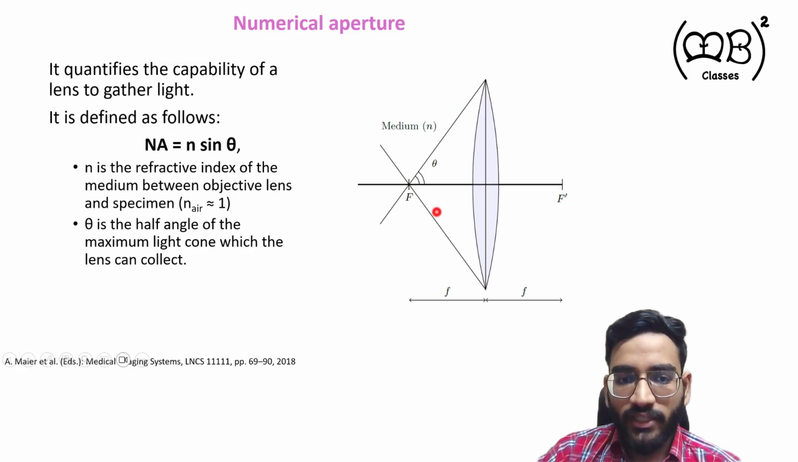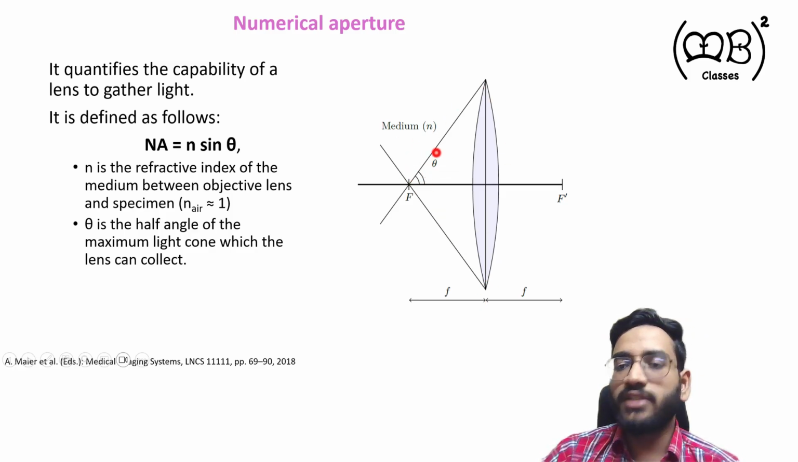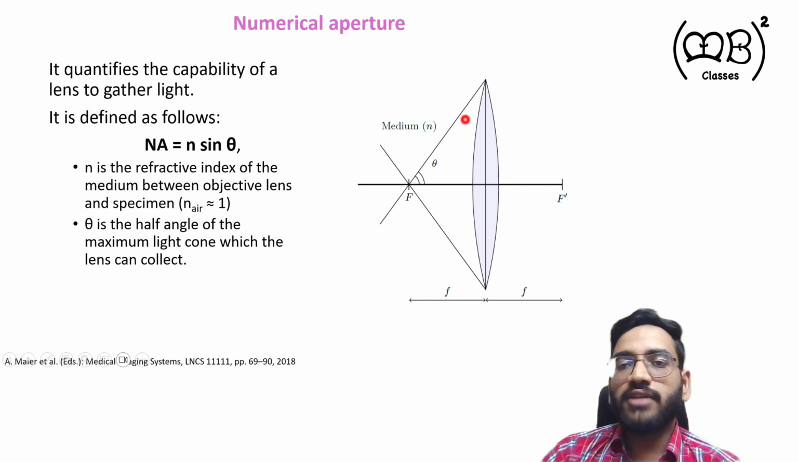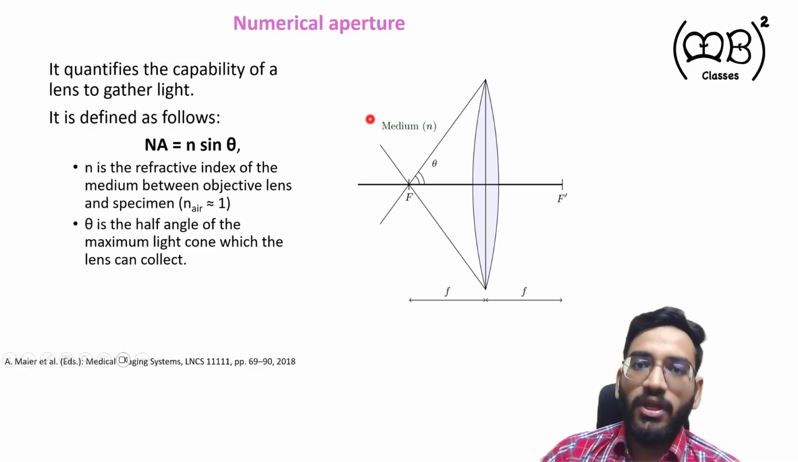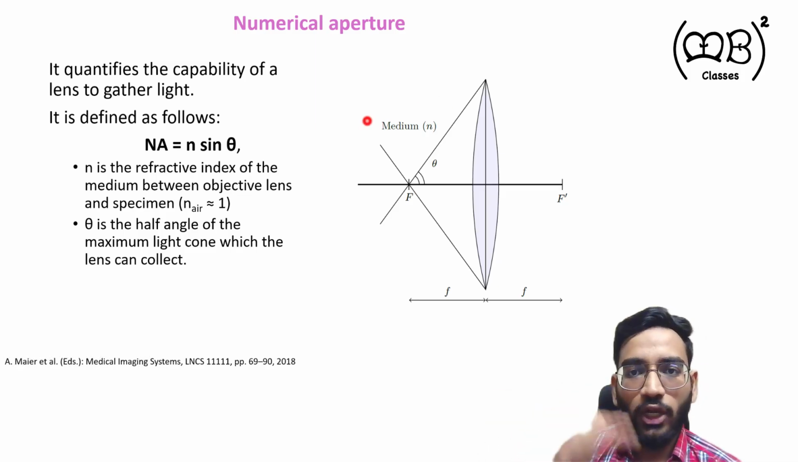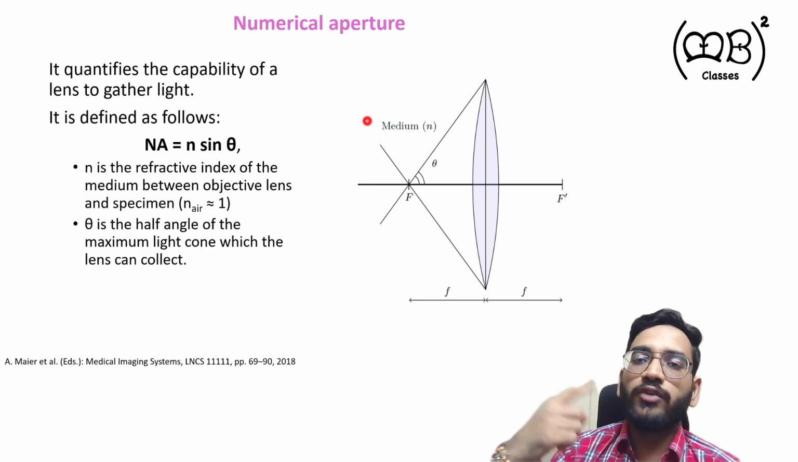So if a cone of light is made, the maximum light cone, half of that angle would be theta. So that is the numerical aperture. Now taking the example of 10x and 100x microscope objectives, the 10x objective has lower magnification, so the focal length would be more.